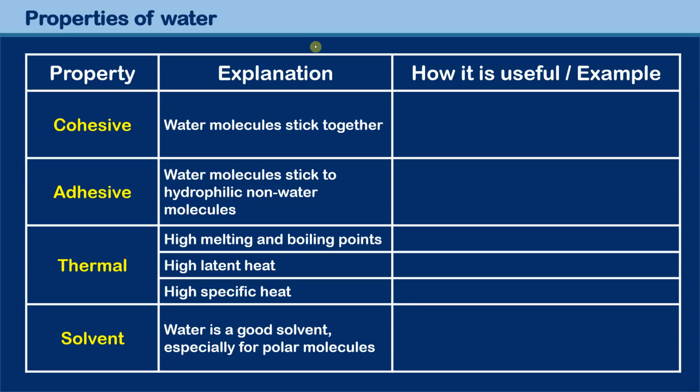Water has four properties which are important for living things: the so-called cohesive properties, adhesive properties, thermal properties, and solvent properties, and I'm now going to explain these.